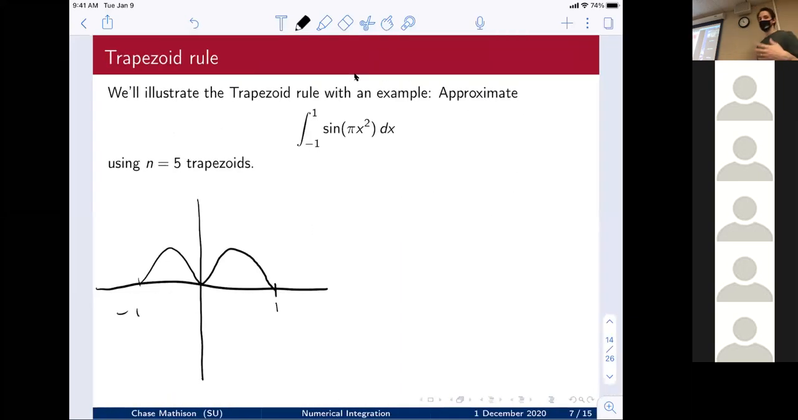All right, so let's look at finding the approximate area under this curve using trapezoids. First of all, these trapezoids are all going to have the same fixed width. So what should the width be if I want to fit 5 trapezoids into this interval of length 2?